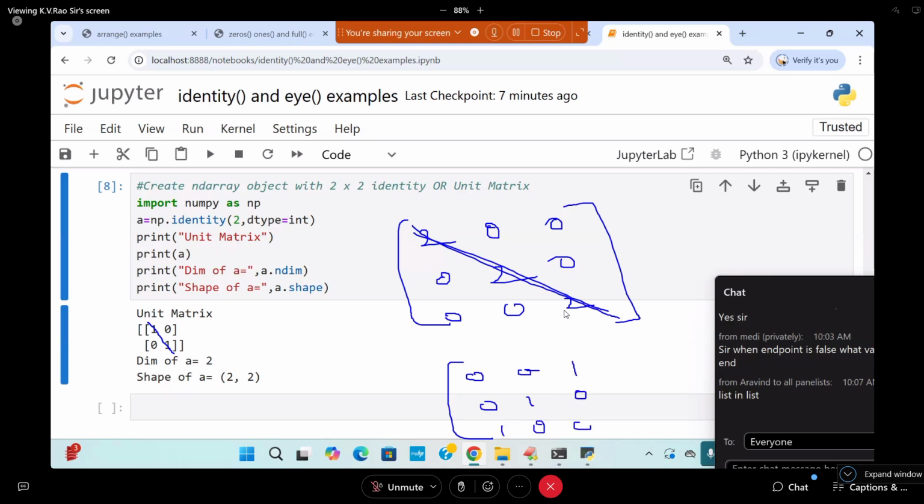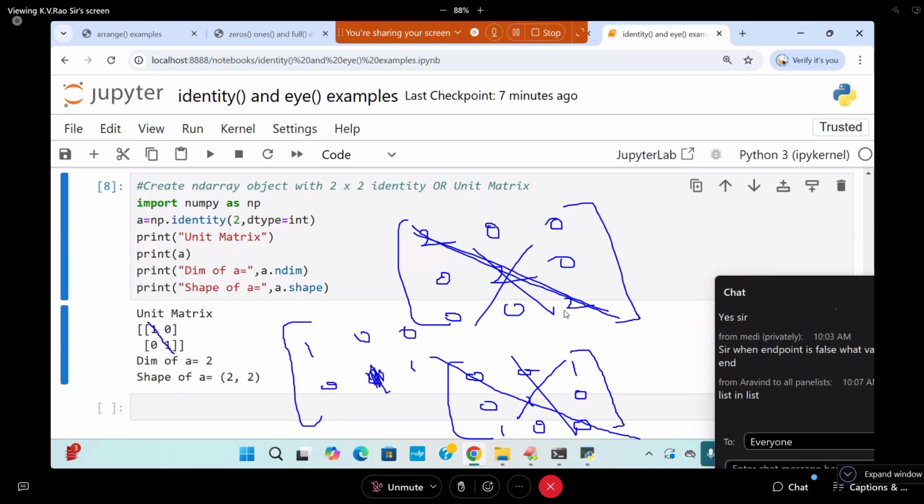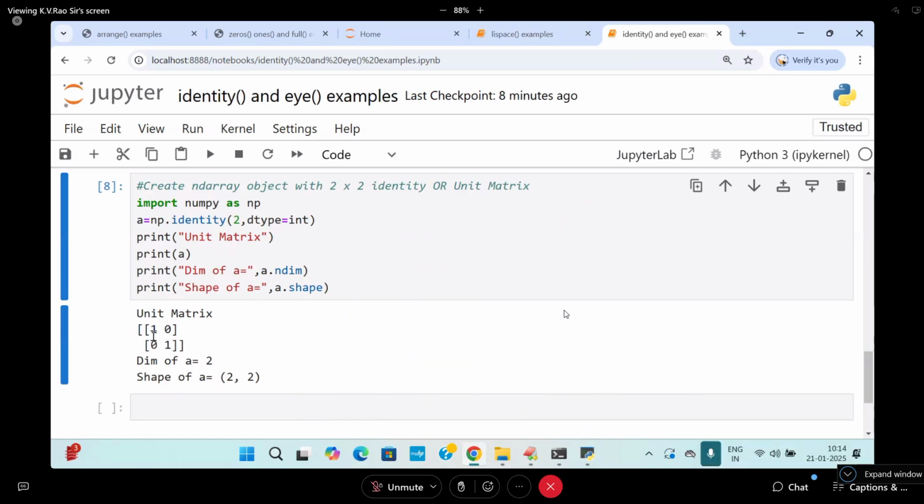Keep in mind, this is also not a unit matrix, because the principal diagonal elements' product is 0. Here the product is 0. This is not a unit matrix. A unit matrix will have principal diagonal elements whose product is always 1. That is the principal diagonal of a unit matrix. And this is a 2 by 2.